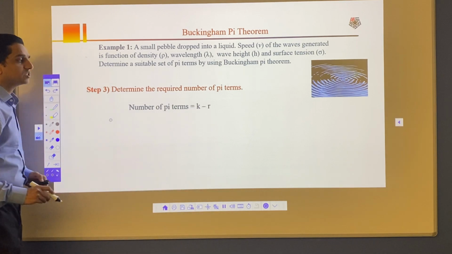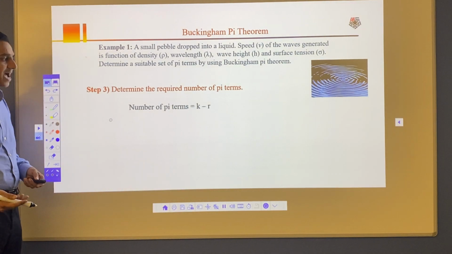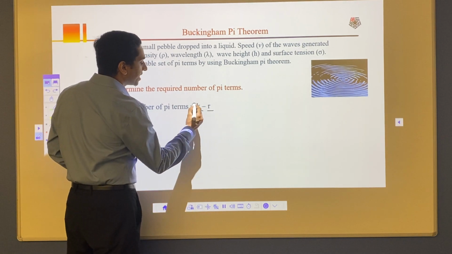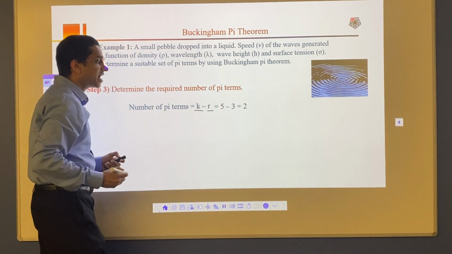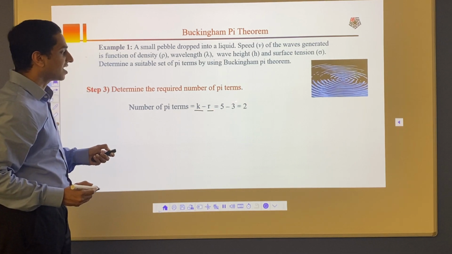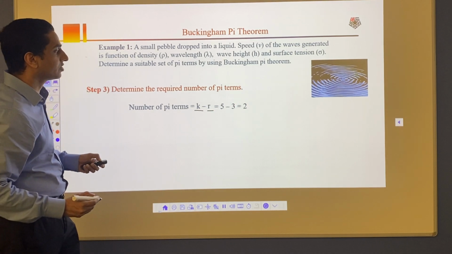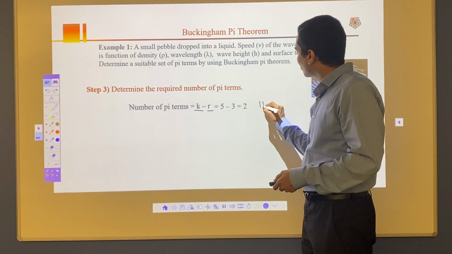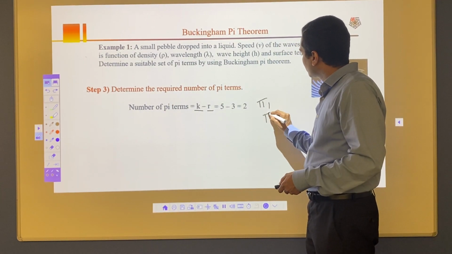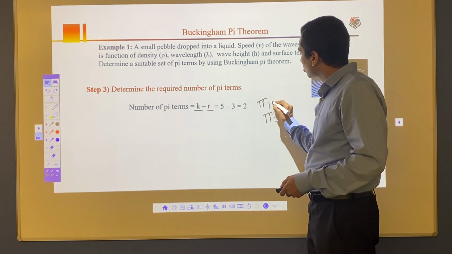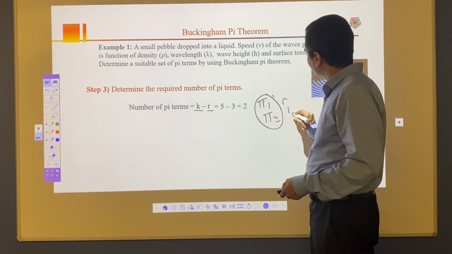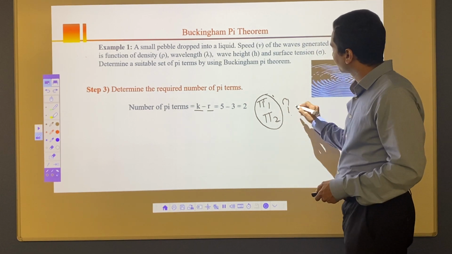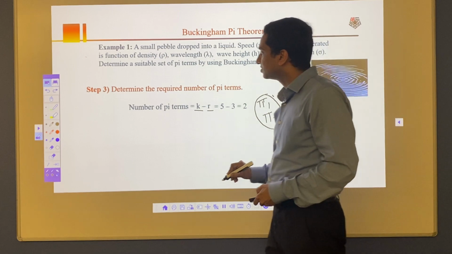And number of pi terms means how many dimensionless parameters you are going to have. So number of pi terms is simple, it's equal to k minus r. So k is your 5, that's the number of variables, r is 3, so it is equal to 2. It means that you are going to have pi 1 and pi 2. You have to find out what is pi 1 and what is pi 2. And that's the objective of this problem. Find out the value of pi 1 and pi 2. So that's what we are going to do in this problem.